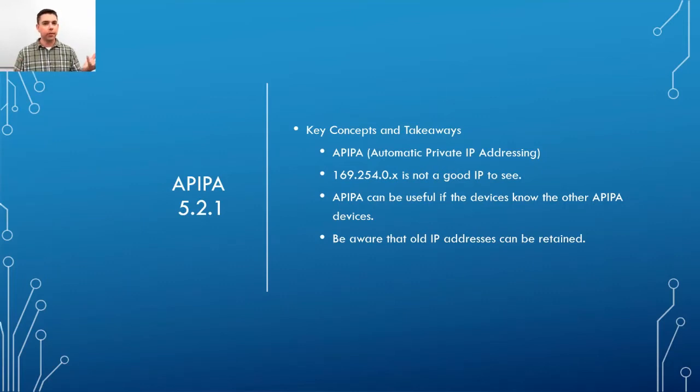So if you have a device that has its IP address and it looks good, and a device that's pulling in an APIPA address, don't assume that there's just something wrong with this device. It could be something wrong with the DHCP server, because even though this one device has retained its IP address, it's still not functioning properly.